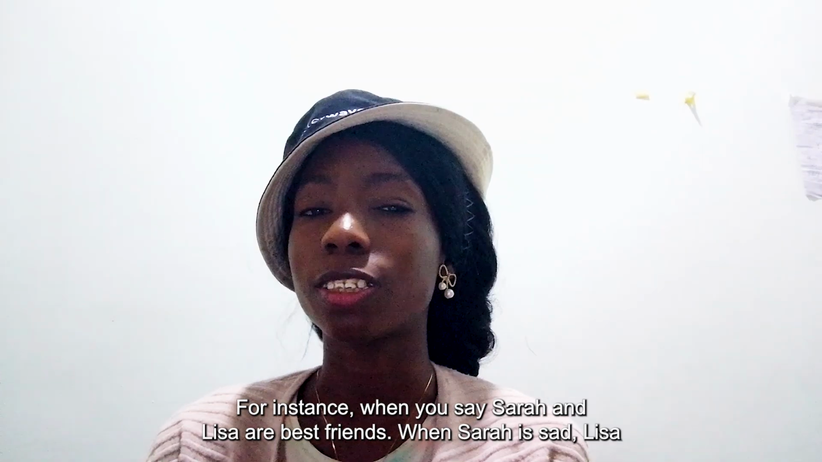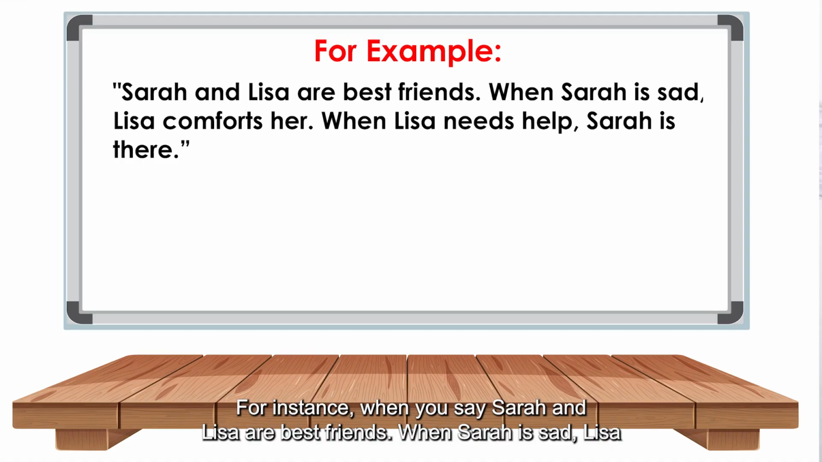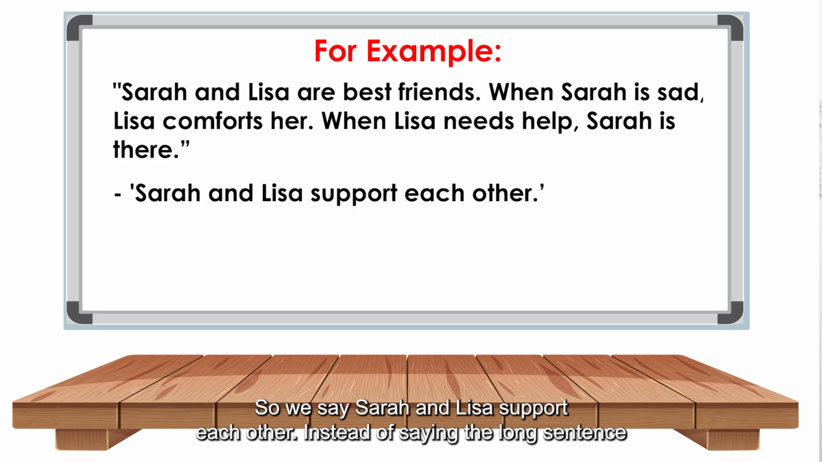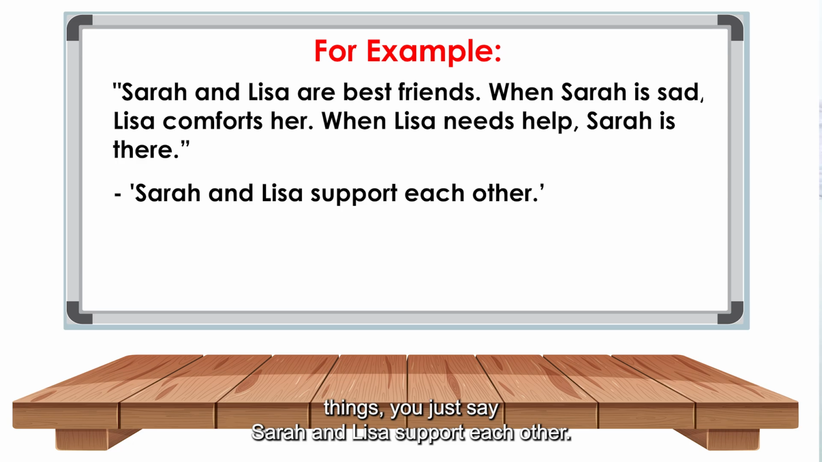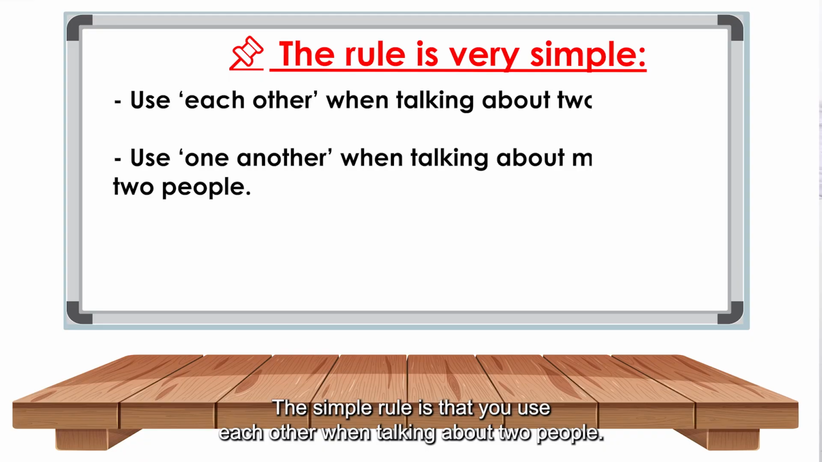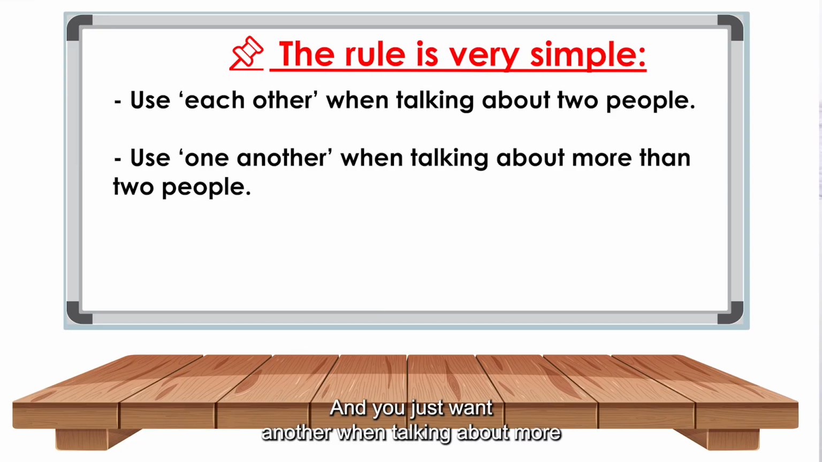For instance, when you say, Sarah and Lisa are best friends. When Sarah is sad, Lisa comforts her. When Lisa needs help, Sarah is there. So we say, Sarah and Lisa support each other. Instead of saying the long sentence, you just say, Sarah and Lisa support each other. The simple rule is that you use each other when talking about two people, and you use one another when talking about more than two people.